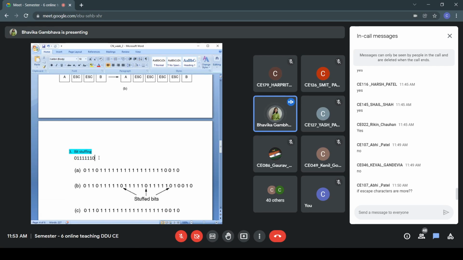So bit stuffing is the technique which is frequently used for framing. Have you understood this?